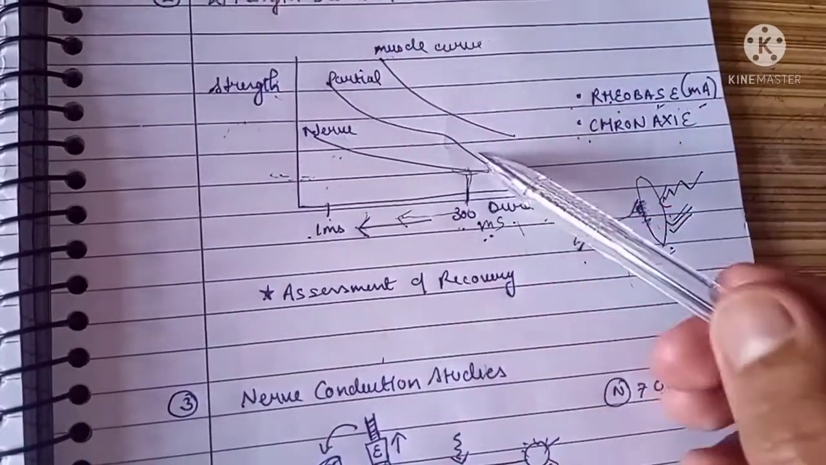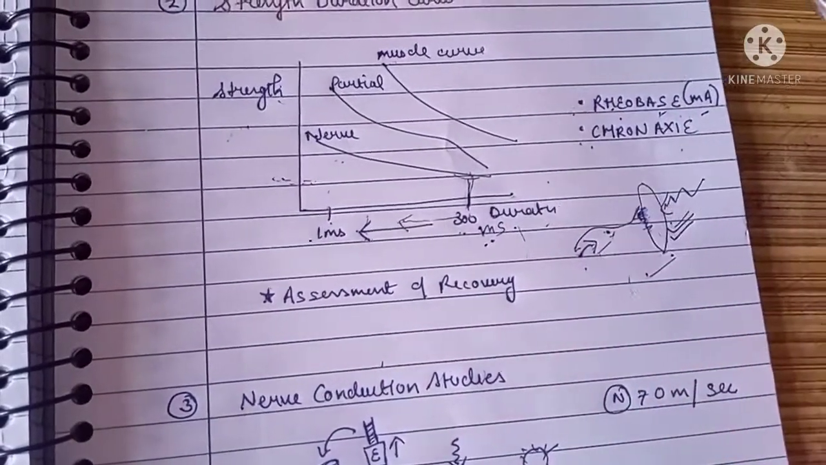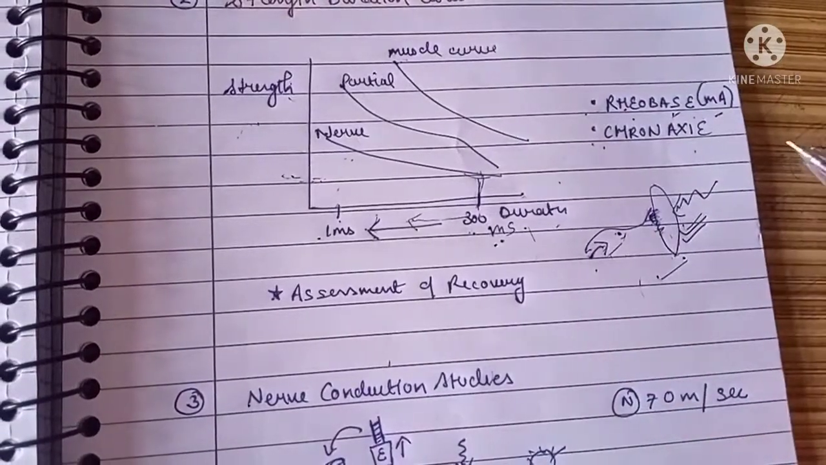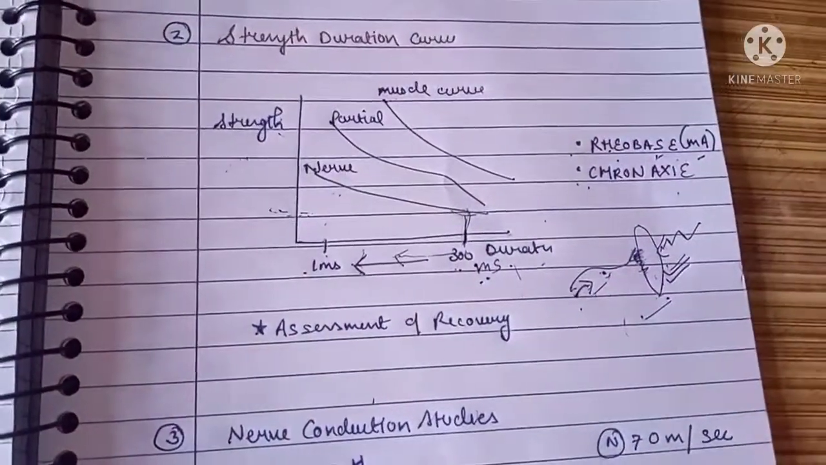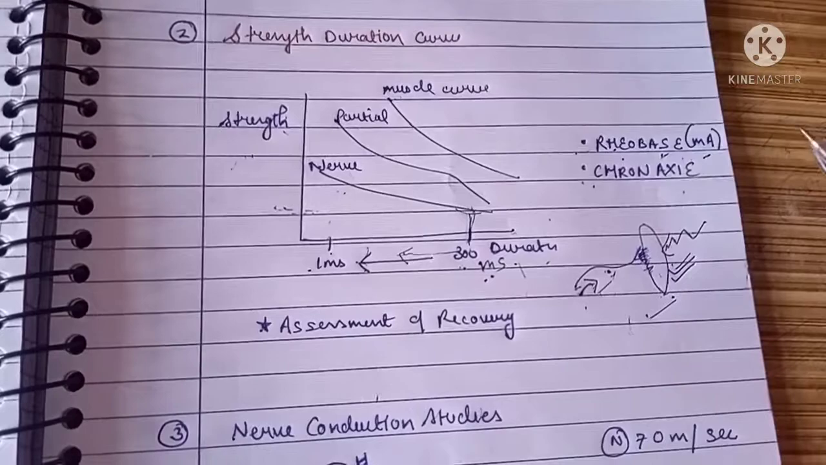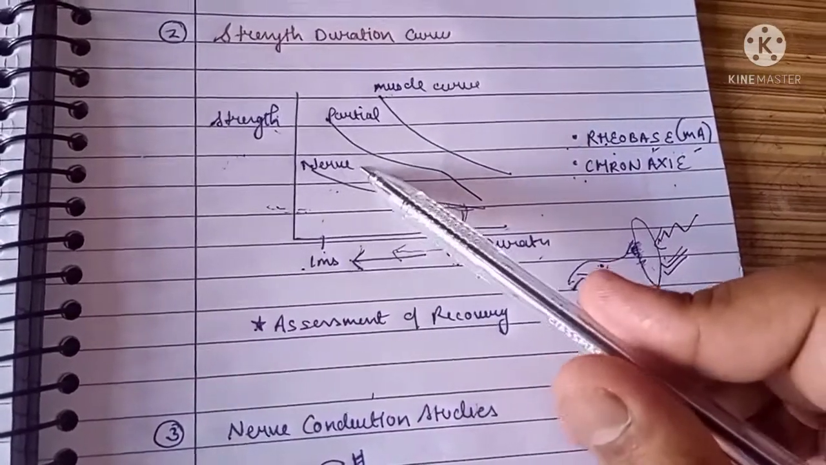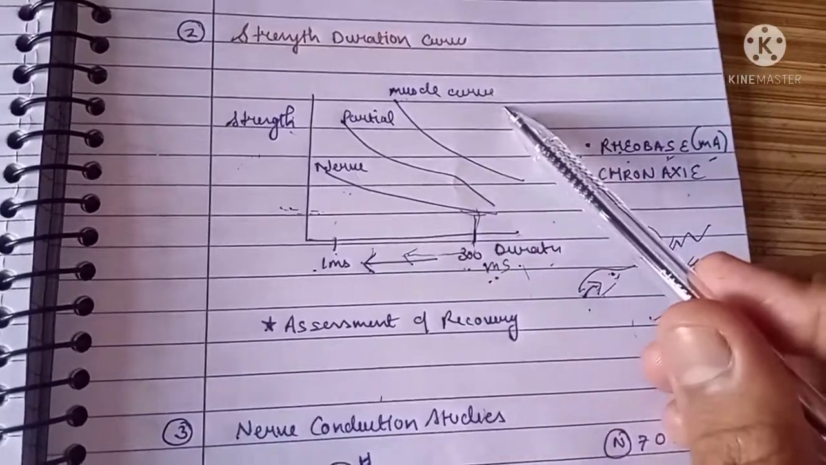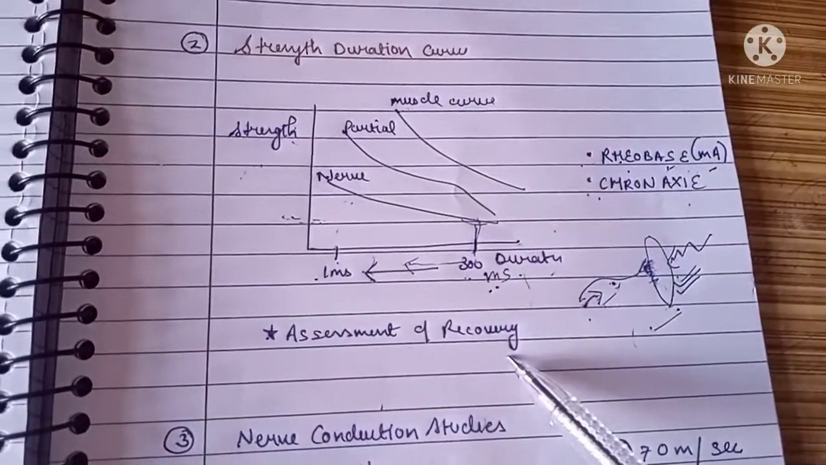The partial curve, that is in partial denervation of muscle, lies between the nerve curve and the muscle curve. Now, an important point about the strength duration curve, except for understanding whether the denervation or the muscle paralysis is because of a nerve injury or a muscle injury, is that it helps in assessment of recovery.